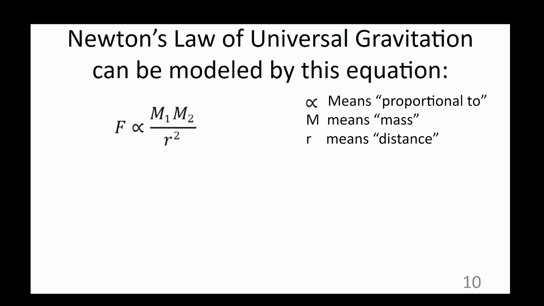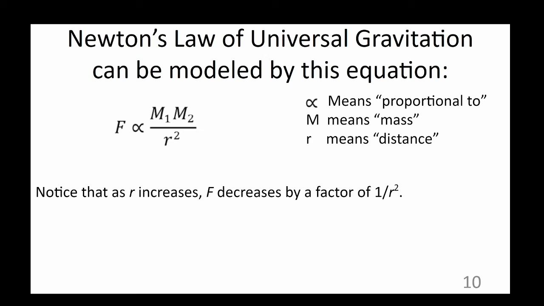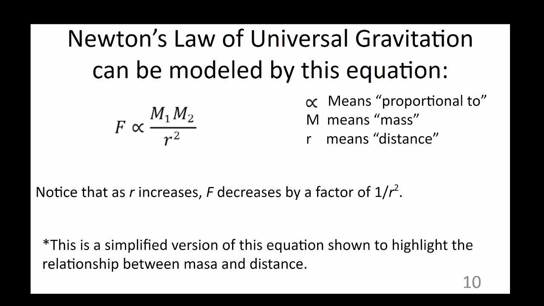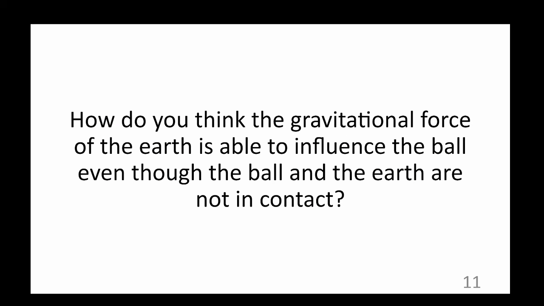The relationship between mass, distance, and the force of gravity is known as Newton's Law of Universal Gravitation. It can be modeled by the equation shown here. Notice how you cannot have a negative mass or distance, so the gravitational forces are always going to be positive. Also notice how gravity will decrease as r, the distance between two objects, increases. Also, please notice that this is a simplified version of this equation, shown to highlight the relationship between mass and distance. With all this in mind, how do you think the gravitational force of the Earth is able to influence the ball even though the ball and the Earth are not in contact?